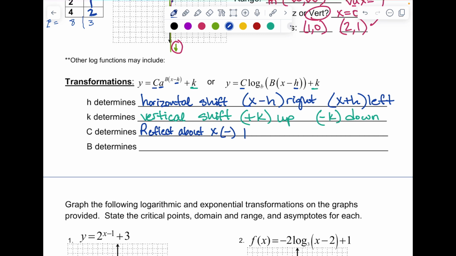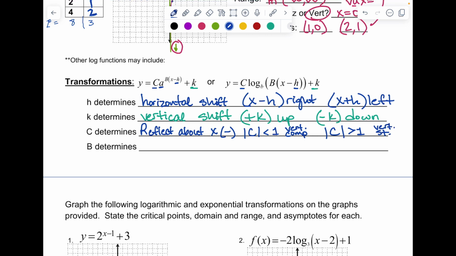When the absolute value of this number is less than 1, so usually like a fraction or a decimal, that will vertically compress our graph. And when the absolute value of C is greater than 1, so it could be 3, 4, 5, or any number bigger, it could be negative 3, 4, 5, any number bigger, as long as the absolute value is greater than 1, it's going to be a vertical stretch.